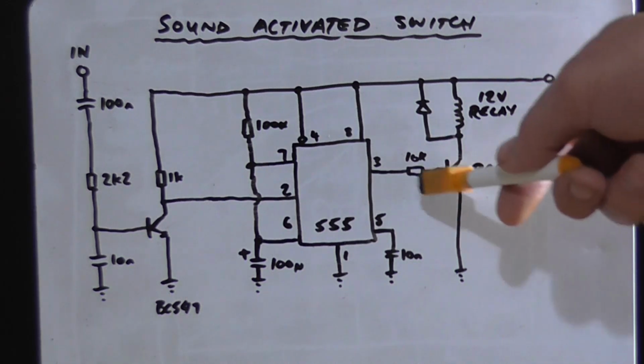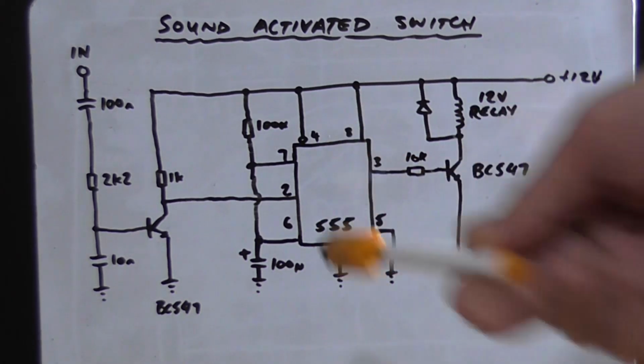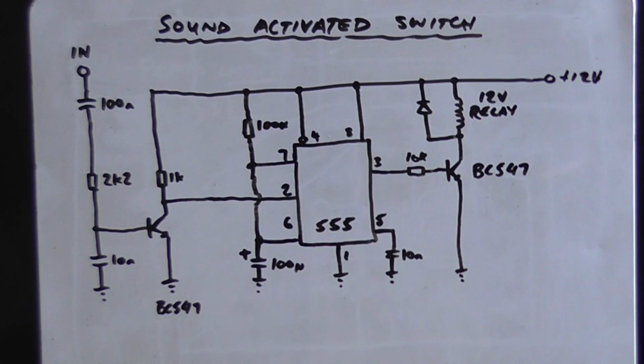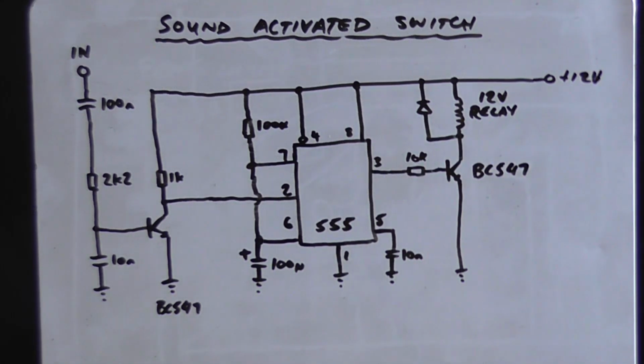They were driving the relay directly from pin 3 of the IC, which is not a good idea. These ICs are only good for a current delivery of about 100 mA. Any higher than that and you can run the risk of destroying the IC. So I added an output driver. However, the rest of the circuit is basically the same as the one I found online.